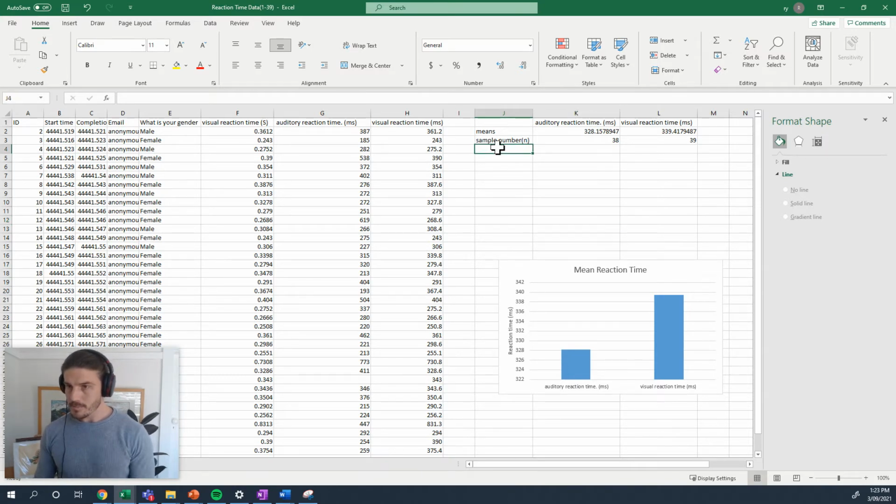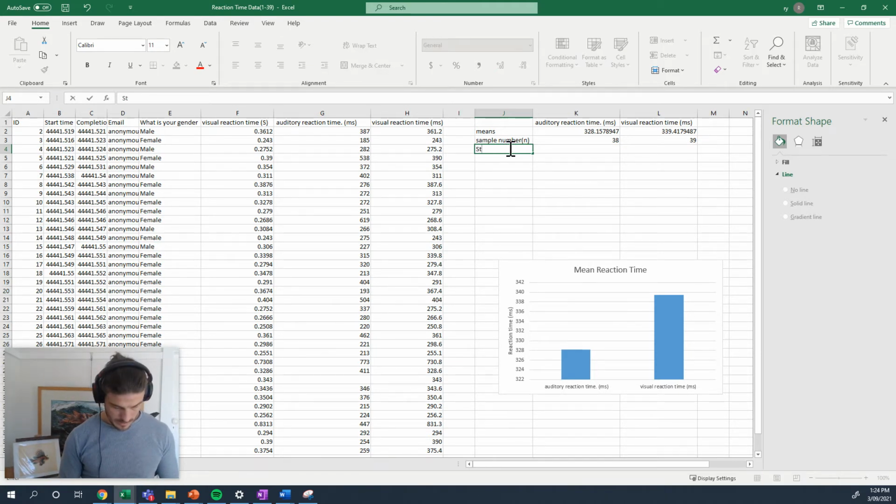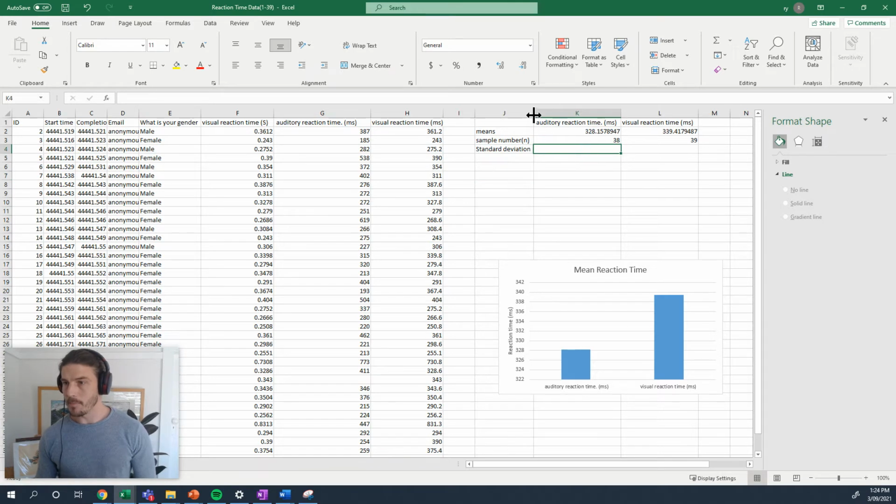So what do we do? First of all, let's work out how spread out our data is. Is the spread of data in auditory much larger than the spread of data in visual? Do people tend to get much closer to the same average in visual, or is that the case for auditory? So what we do is we do a calculation called standard deviation. So how much do the values deviate from the mean? That kind of is what it's looking for.